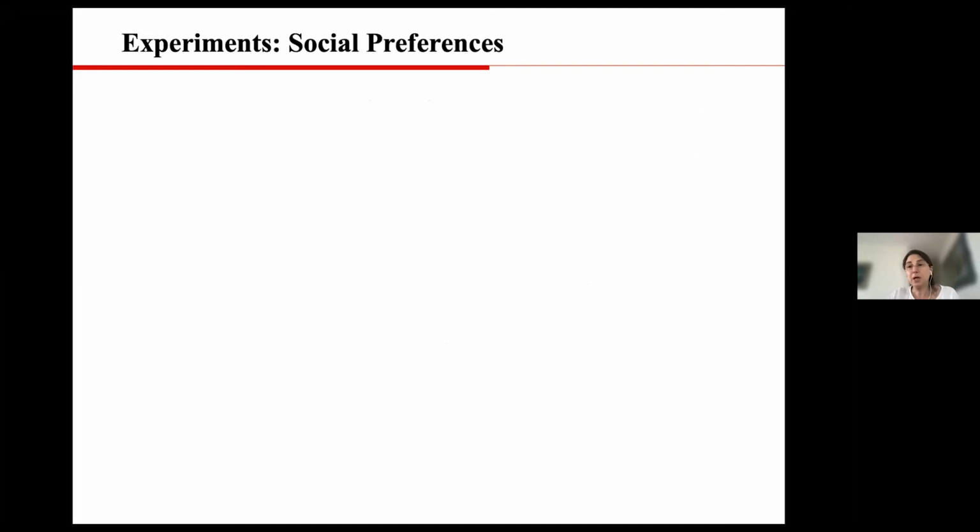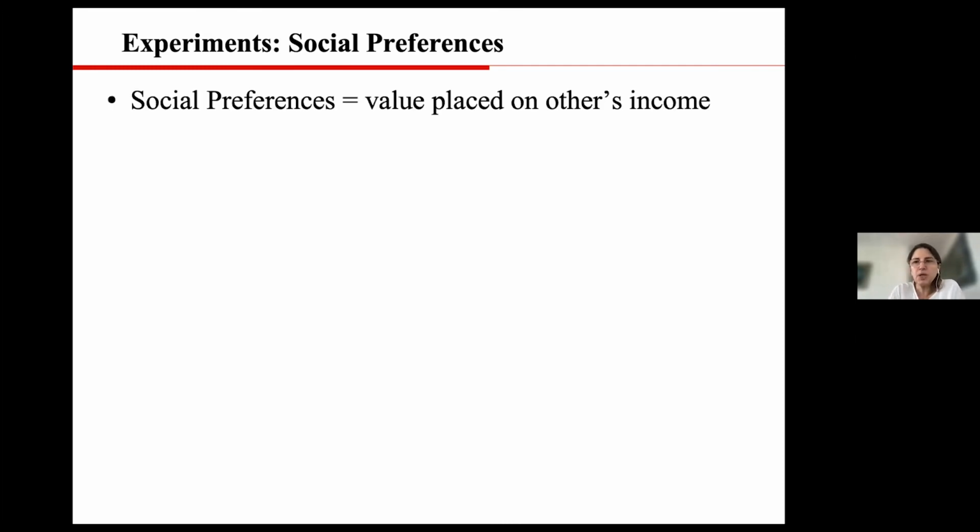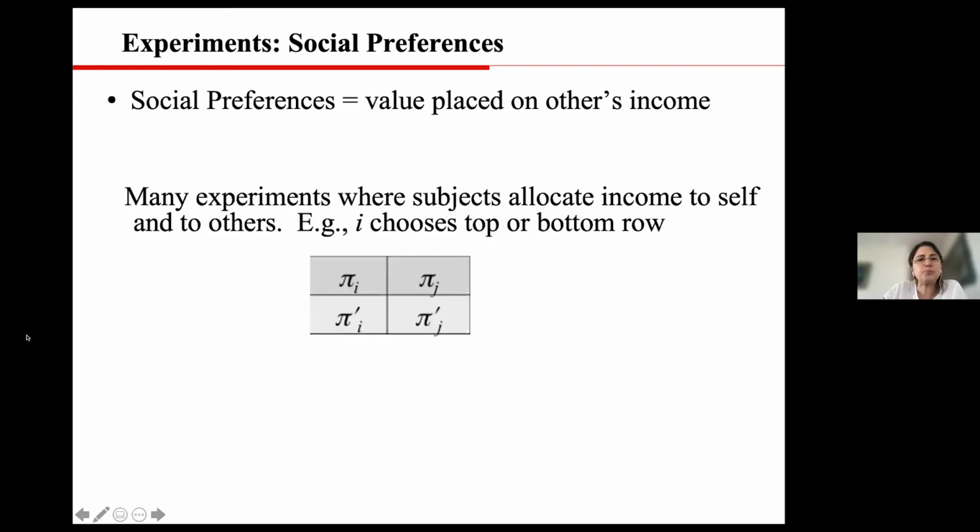Okay, now I'm going to get to the main part of what I wanted to talk to you about, which is the literature on social preferences related to groups. Specifically it's going to be groups, and there are no ethnicities here. It's just different social groups. As I said before, social preferences is the value that one person places on the other person's income. So we're going to use income here rather than consumption.